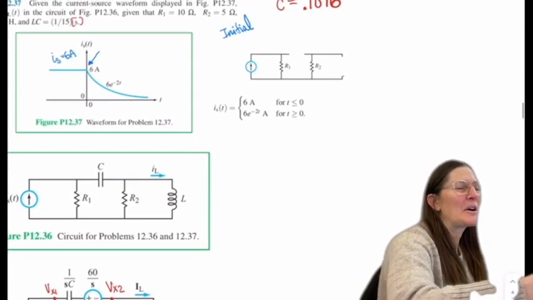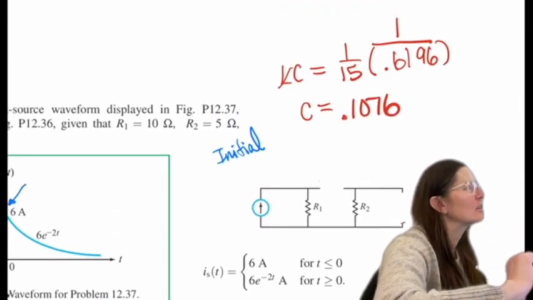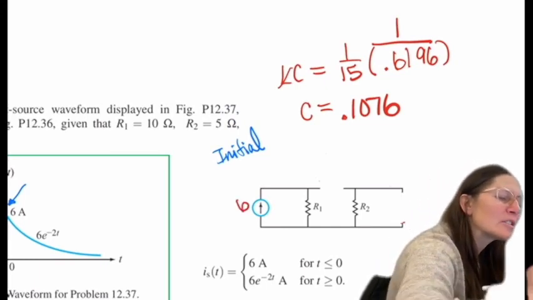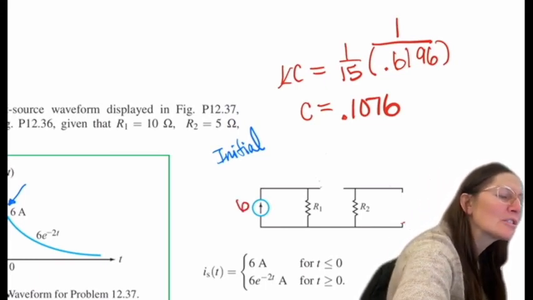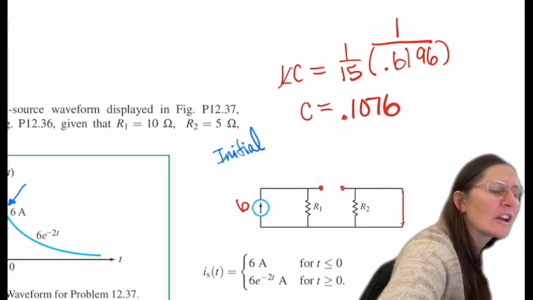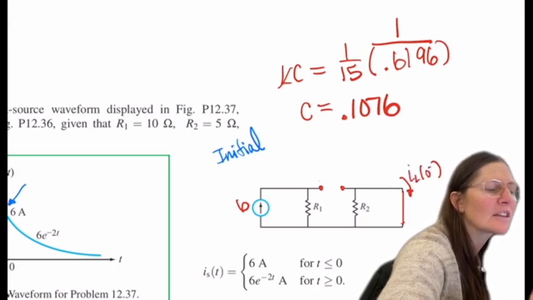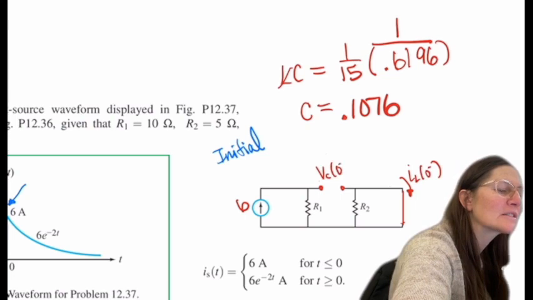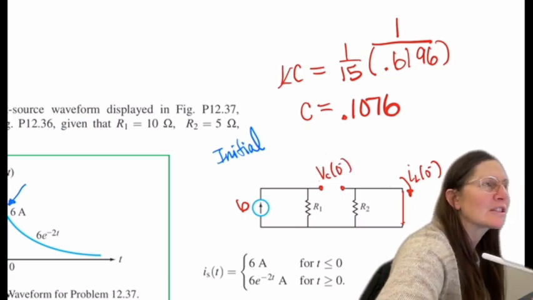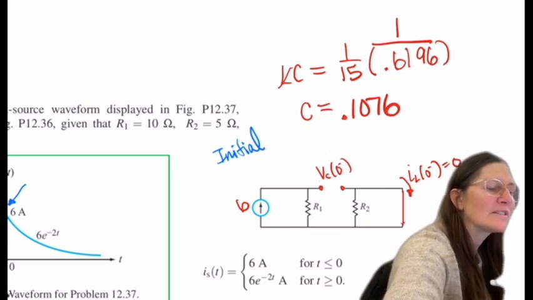So for this one, for initial values, what are you going to use for the source? 6. Correct. And what do you do with the capacitor? And the inductor? And so we want to find this IL of 0 minus and this VC of 0 minus. So IL of 0 minus, that one's easy. VC of 0 minus, 6 over 10.